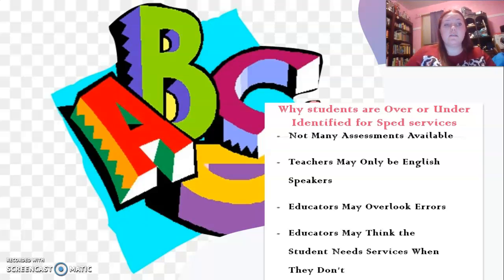So tests really need to be in a student's native language, otherwise teachers are pretty much discriminating against those students because the students are not able to become successful like the other students because they don't understand what they're reading or what they're looking at. Unless a student speaks English, there is not a lot of options for students to take tests.